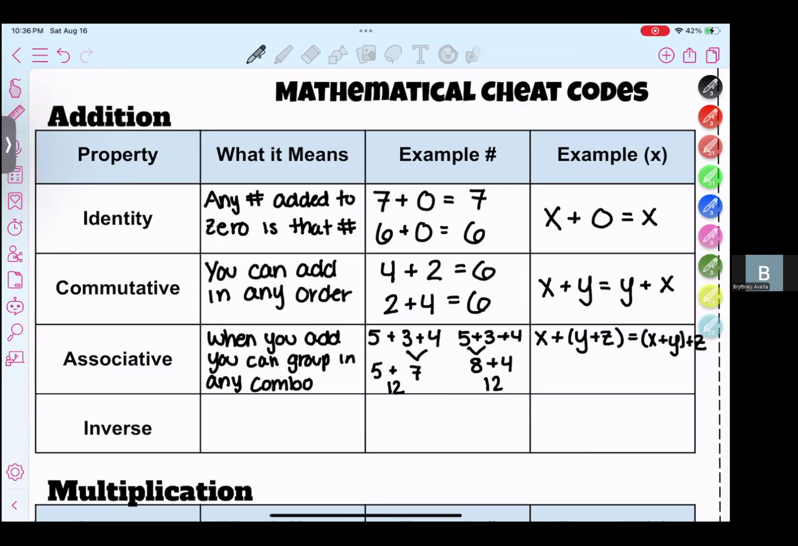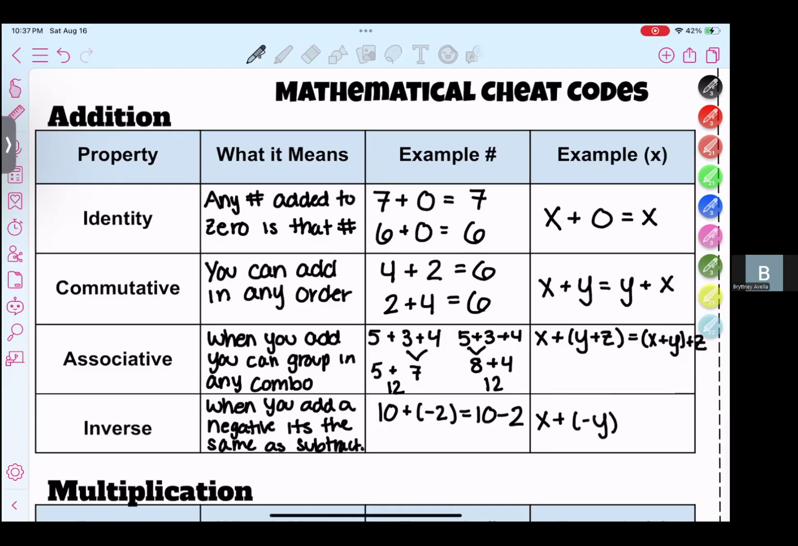And the last property that we have for addition is going to be our inverse property. And the inverse property is just saying when you add a negative, it's the same as subtraction. So I have 10 plus a negative 2. That's the same as saying 10 minus 2. So x plus a negative y is the same as x minus y.